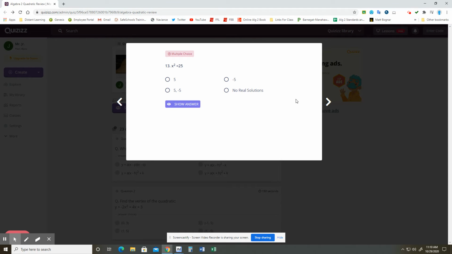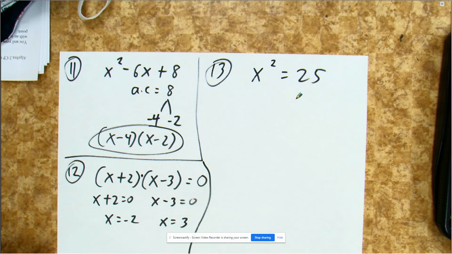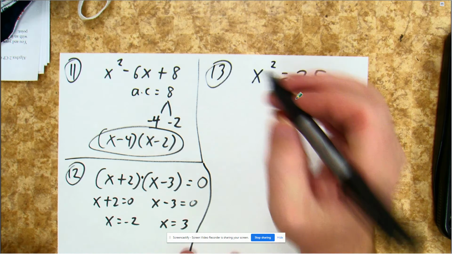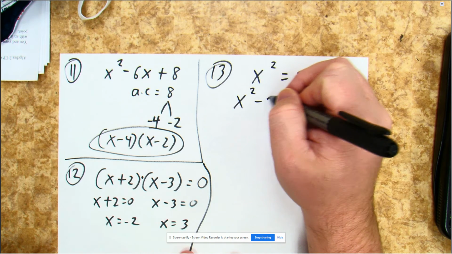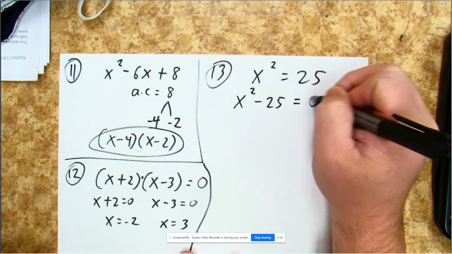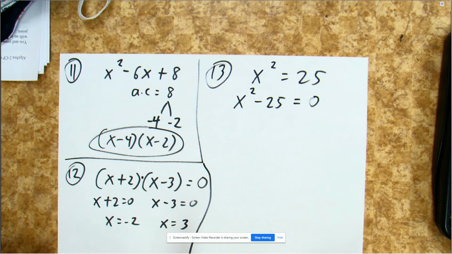Number 13. Saw a few hiccups on this problem. You weren't really given a direction like, hey, solve this. But no, they didn't say that. Instead, they had x squared equals 25, and they basically just left you to do it. You can do this any which way. Some people just square rooted and got an answer of 5, but 5 was not the only answer. There were two answers to this.